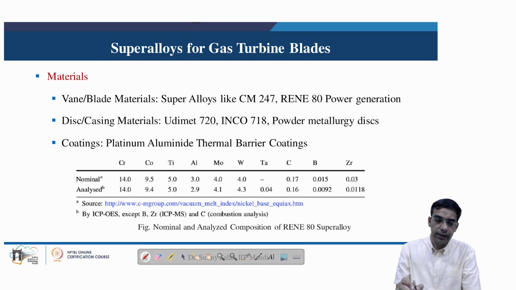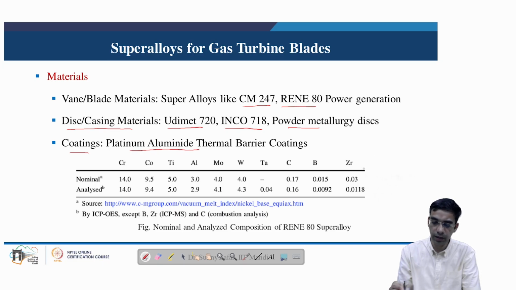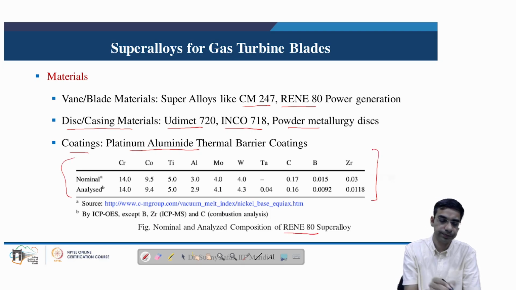So other than that, the materials which are popularly used specifically in gas turbine blades also include CM247, Rene 80 for power generation. For the disc and casing materials, we use Udimet and Inconel 718, which are generated using powder metallurgy, and various coatings, that is the thermal barrier coatings, are applied. They include platinum aluminide thermal barrier coatings. And here we can see the nominal composition of the Rene 80 superalloy as shown here.